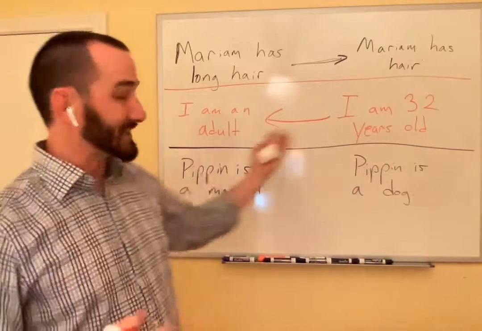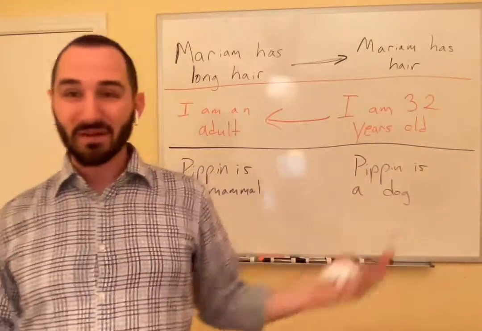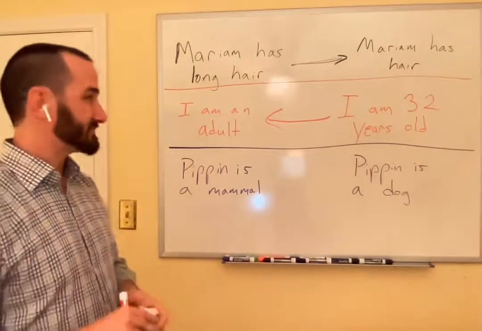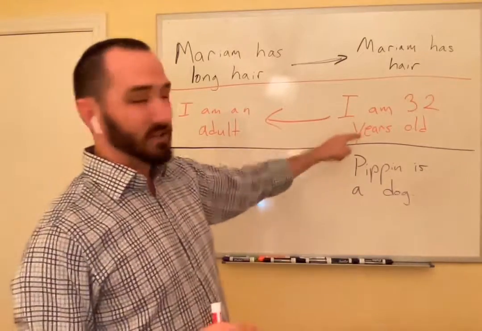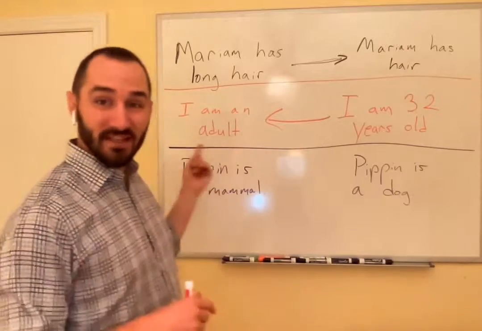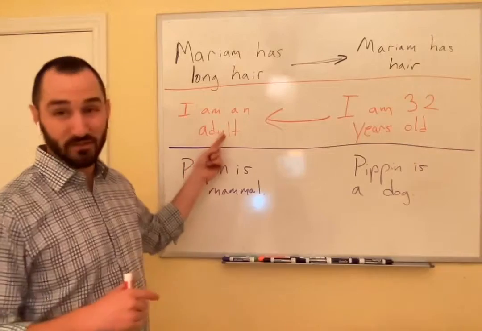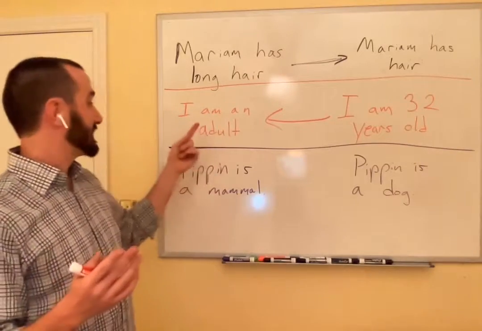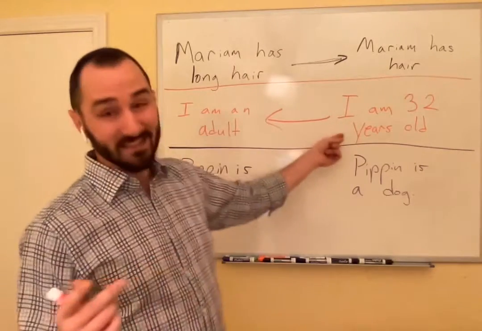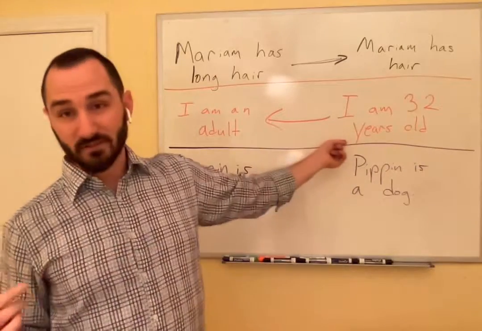I could be an adult and not be 32 years old. I could be 31 or 30 or 33. So that I'm 32 years old entails that I'm an adult. Because if that's true, this has to be true. But not the other way around. Because if this is true, this doesn't have to be true. This could be true and this false.